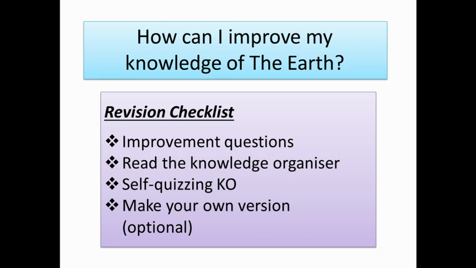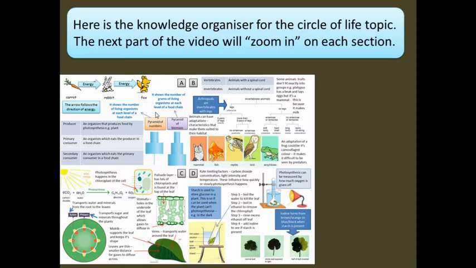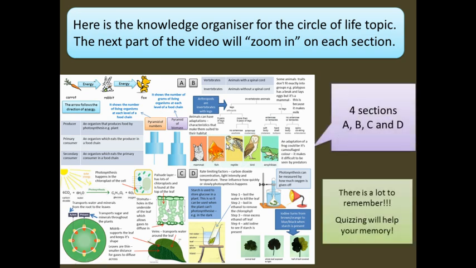So we've gone over some content. We've done those two multiple choice questions for improvement. So let's have a look at the knowledge organizer now. This is the knowledge organizer that has been made for this quiz. We're going to zoom in on each section. So we've got the 4 sections, and then we're going to do some self-quizzing on it.